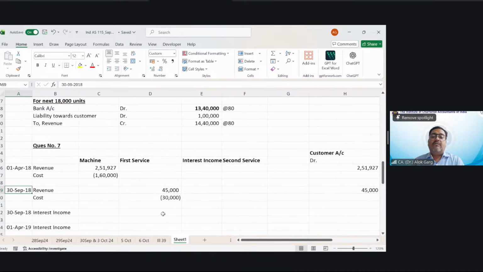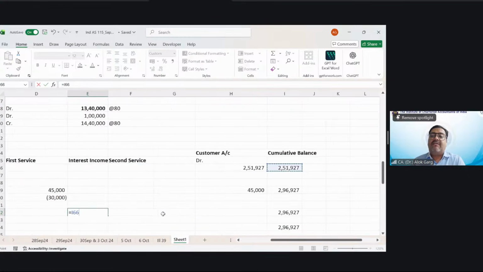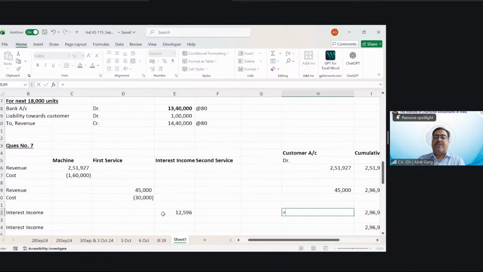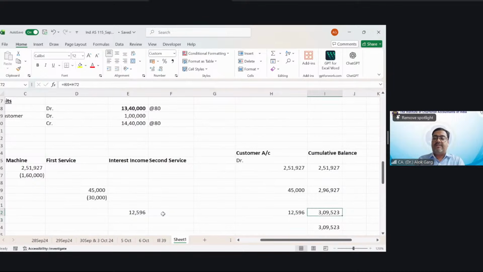Now we need to recognize interest income also, na? On 30th September 18. At what value? Whatever is my receivable on 1st April 18, multiply by 5%, which is 12,596. What is the accounting entry? Customer account debit to interest income. What is the closing balance? This plus this.